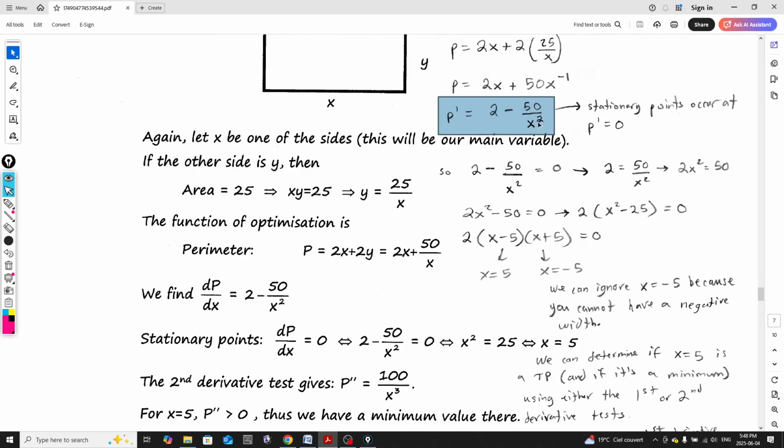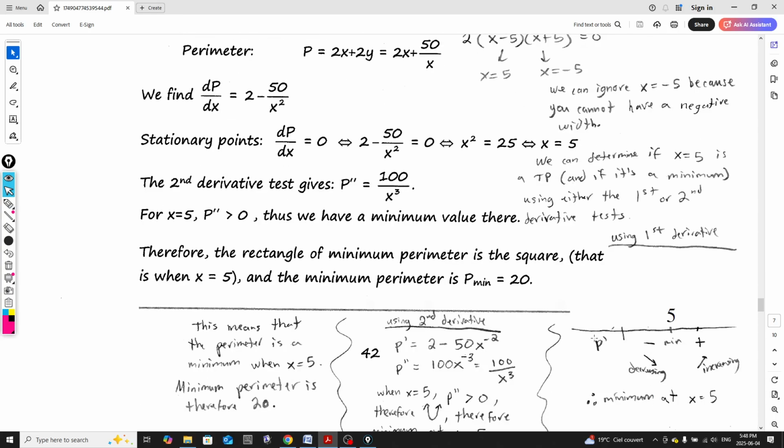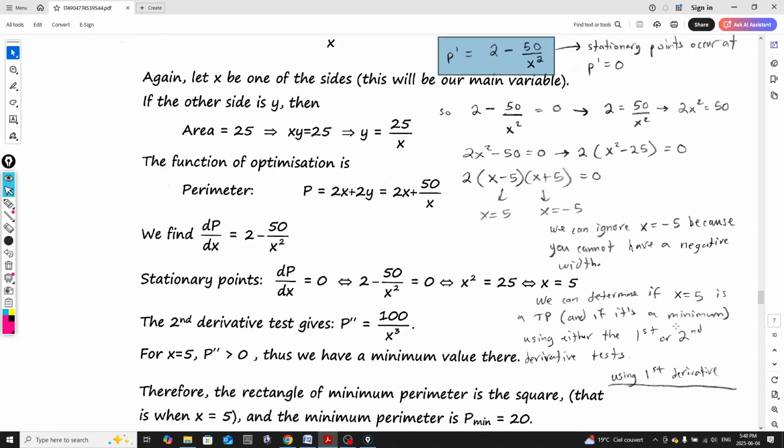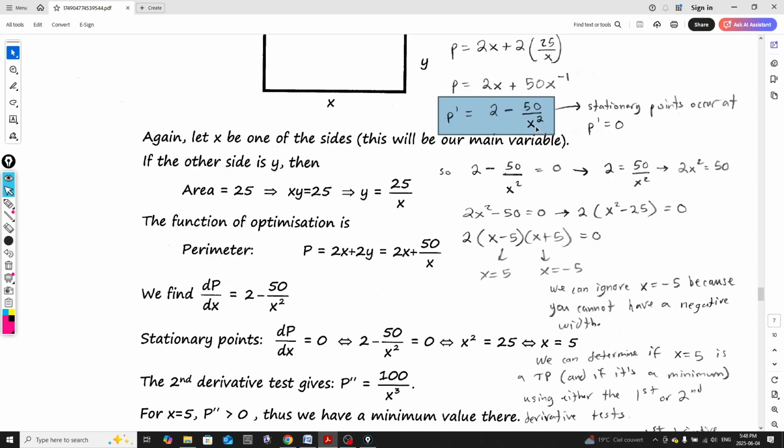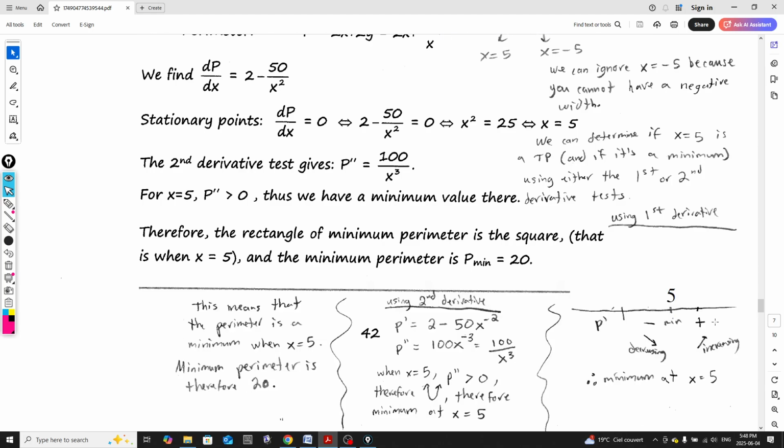Well, 1 to the power of 2 is 1, and 50 over 1 is 50, so this is 2 minus 50. That's negative 48, so p prime is negative to the left of 5. To the right of 5, let's use x is 10. 10 to the power of 2 is 100, so 2 minus 50 over 100 is 2 minus 1/2, which is 3/2. So that's positive.